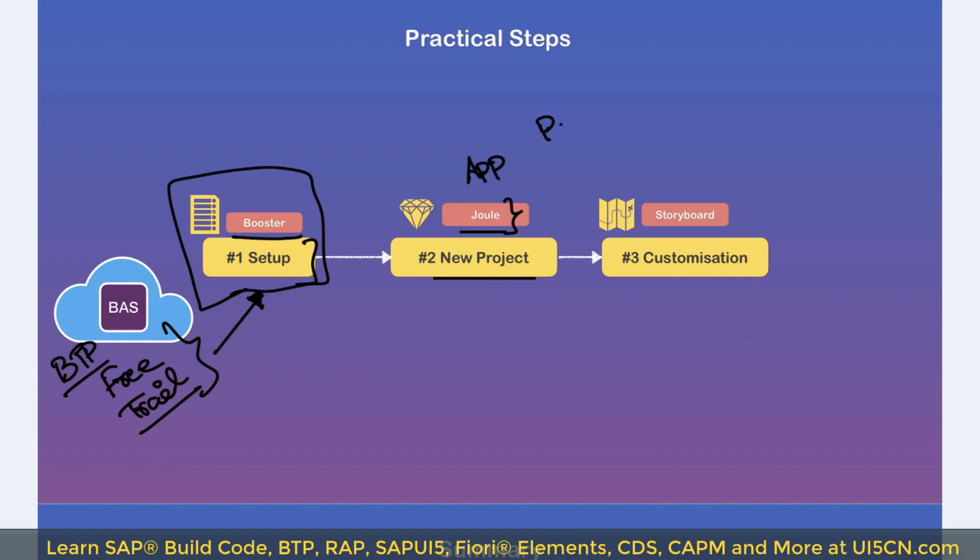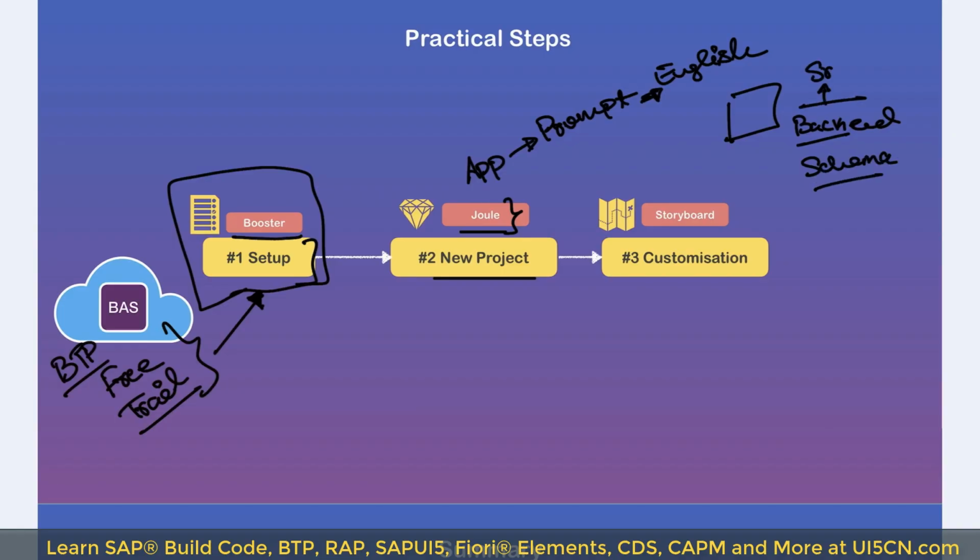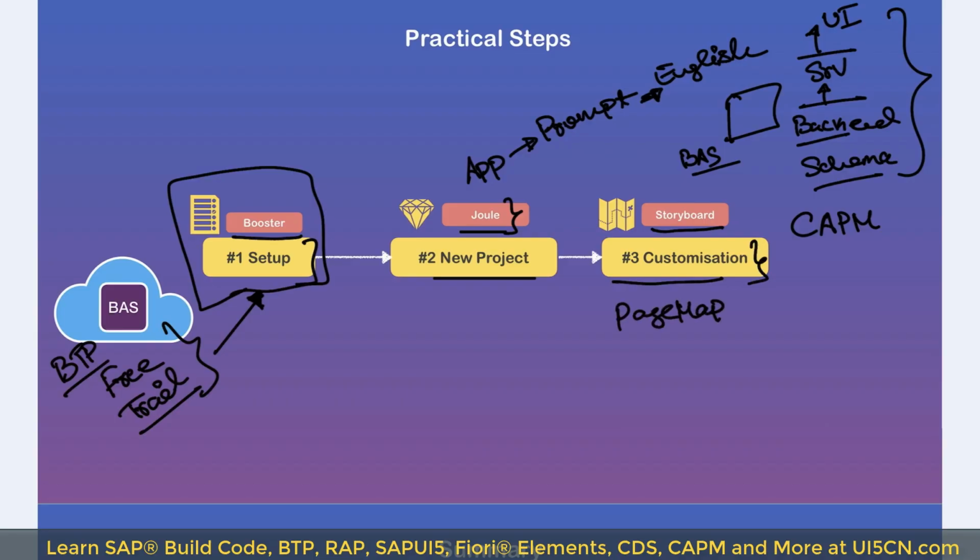We are going to take a prompt, and this prompt is going to be in the English language. Once we provide the prompt, we will have a full stack application with the backend. What I mean by the backend is your schema, then the service which is exposed out of that schema, and then the basic UI of the application. This will be a full CAP-based application generated in your SAP Build Code, which is BAS. Then we can further use the storyboard and the page map to customize or enhance the application based on our needs. This is what the hands-on section will have.